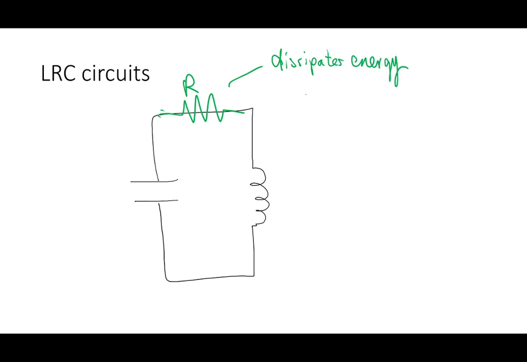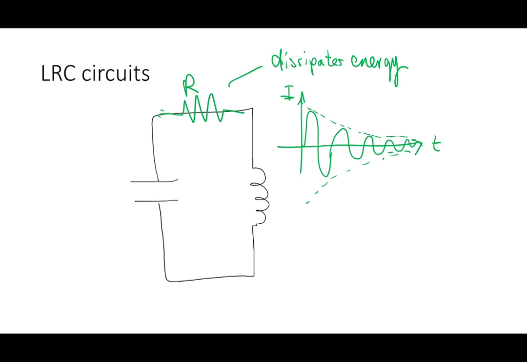So qualitatively, we won't go through all the math, but qualitatively speaking, you still have a current that's going to oscillate back and forth over time. But the amplitude of which is going to decay exponentially. And the oscillation amplitude gets smaller and smaller over time. So that's the extent I need you to know about our LRC circuits.